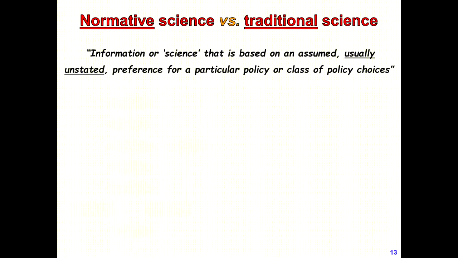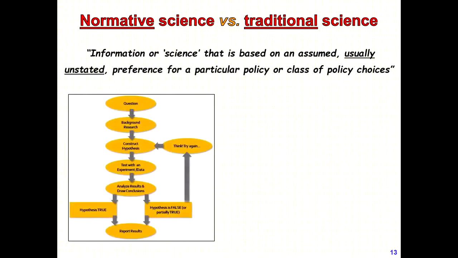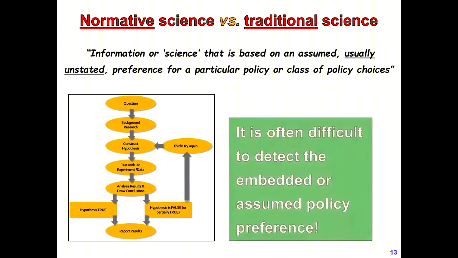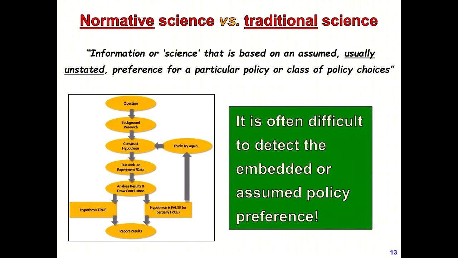And that leads us to the issue of normative science. Normative science is simply traditional science that has a built-in and usually hidden policy preference, assumed policy preference. And we all know in traditional science that's a no-no, but it happens. And it happens, I would say, reasonably frequently. It is not that easy to detect. It would seem like it would be simple to do, but oftentimes it's not.